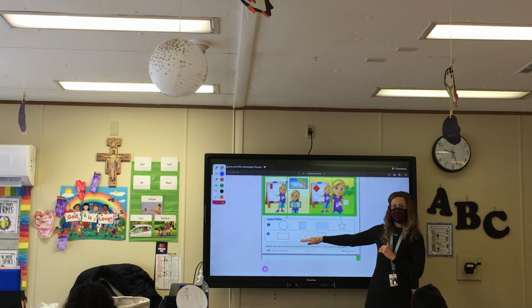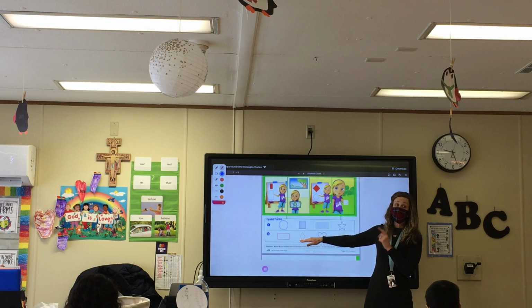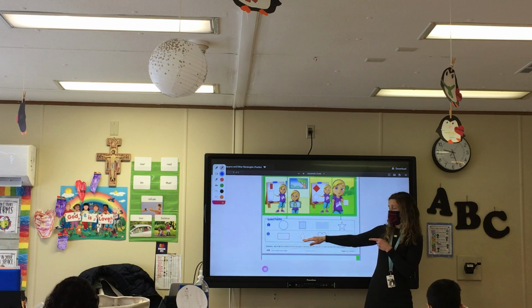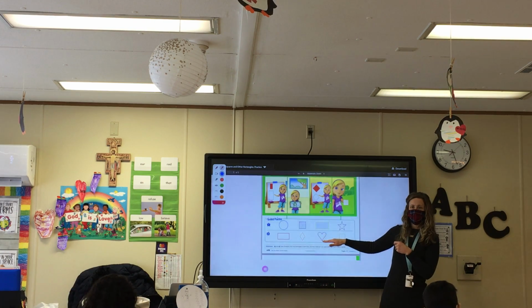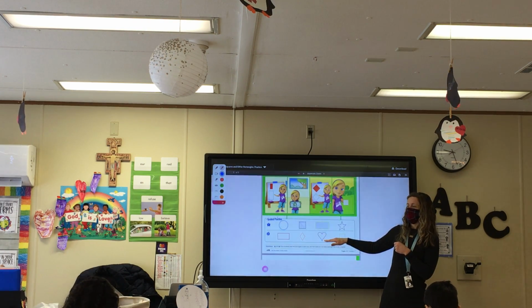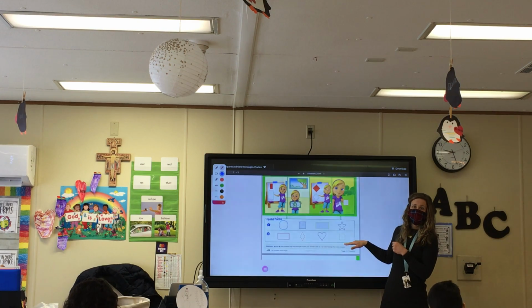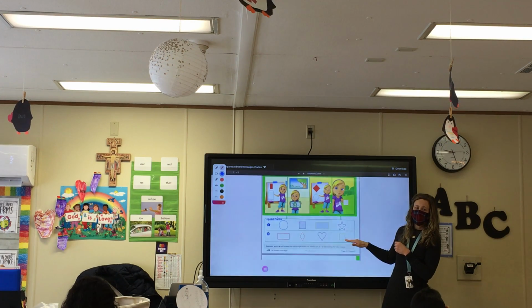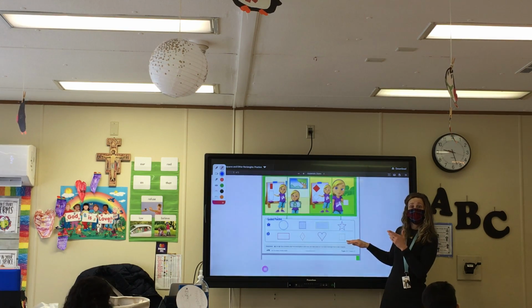What about the second shape? No, that's a diamond for sure, right? Okay. All right, what about the next shape? What's that one? Heart. Very good. What about the next one? Yes, because again, it has 4 vertices, it has 4 sides. So it's technically a rectangle.